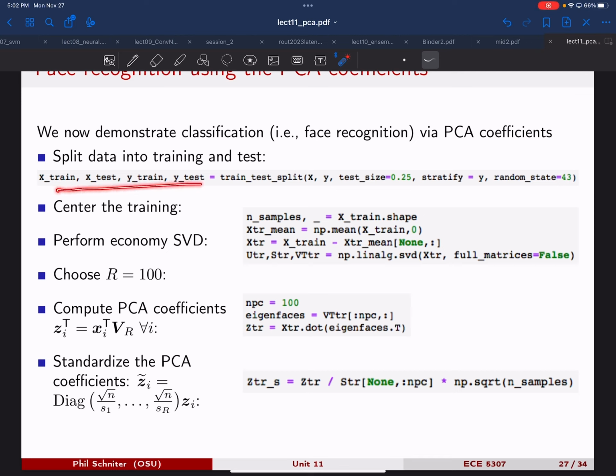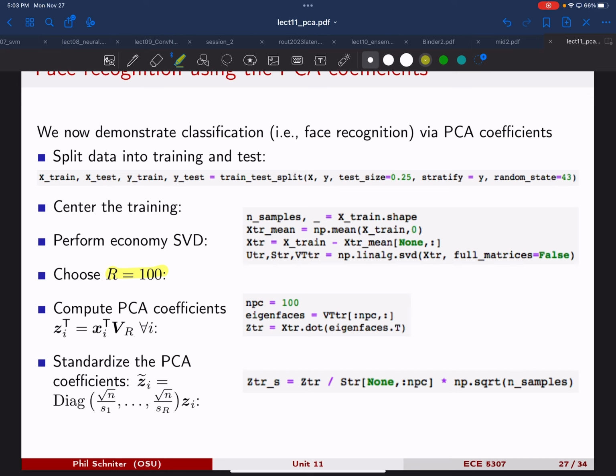So we do the standard things. We split into training and test. We center the training data. We do our SVD, the economy one. And then we choose how many principal components. So actually, we're going to use just 100 to see how we do. So that's a compression factor of like 15 or so, 16. So there's quite a bit of compression. Can we still do classification even with 1/16 of the features?